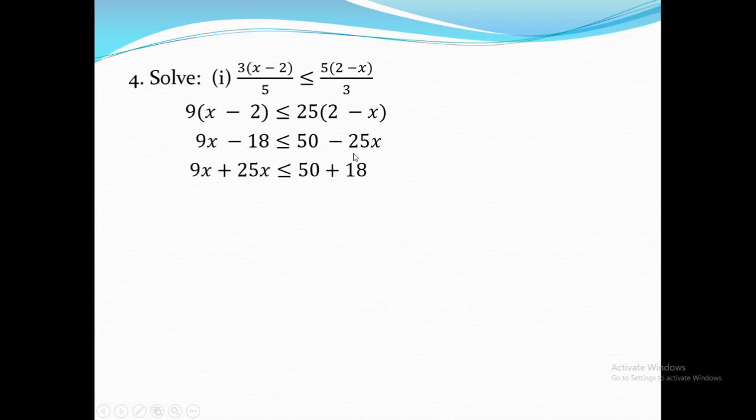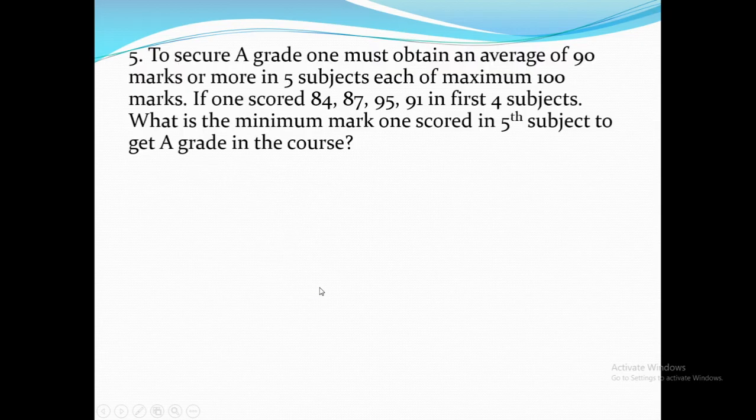Now bring x to one side and the constant, I mean the numbers, to the other side. So bringing minus 25x to the left hand side as plus 25x and minus 18 to the right hand side as plus 18. So 9x plus 25x is 34x, 50 plus 18 is 68. Now bring this 34 to the denominator of the right hand side. So 68 divided by 34. So x is less than or equal to 2.